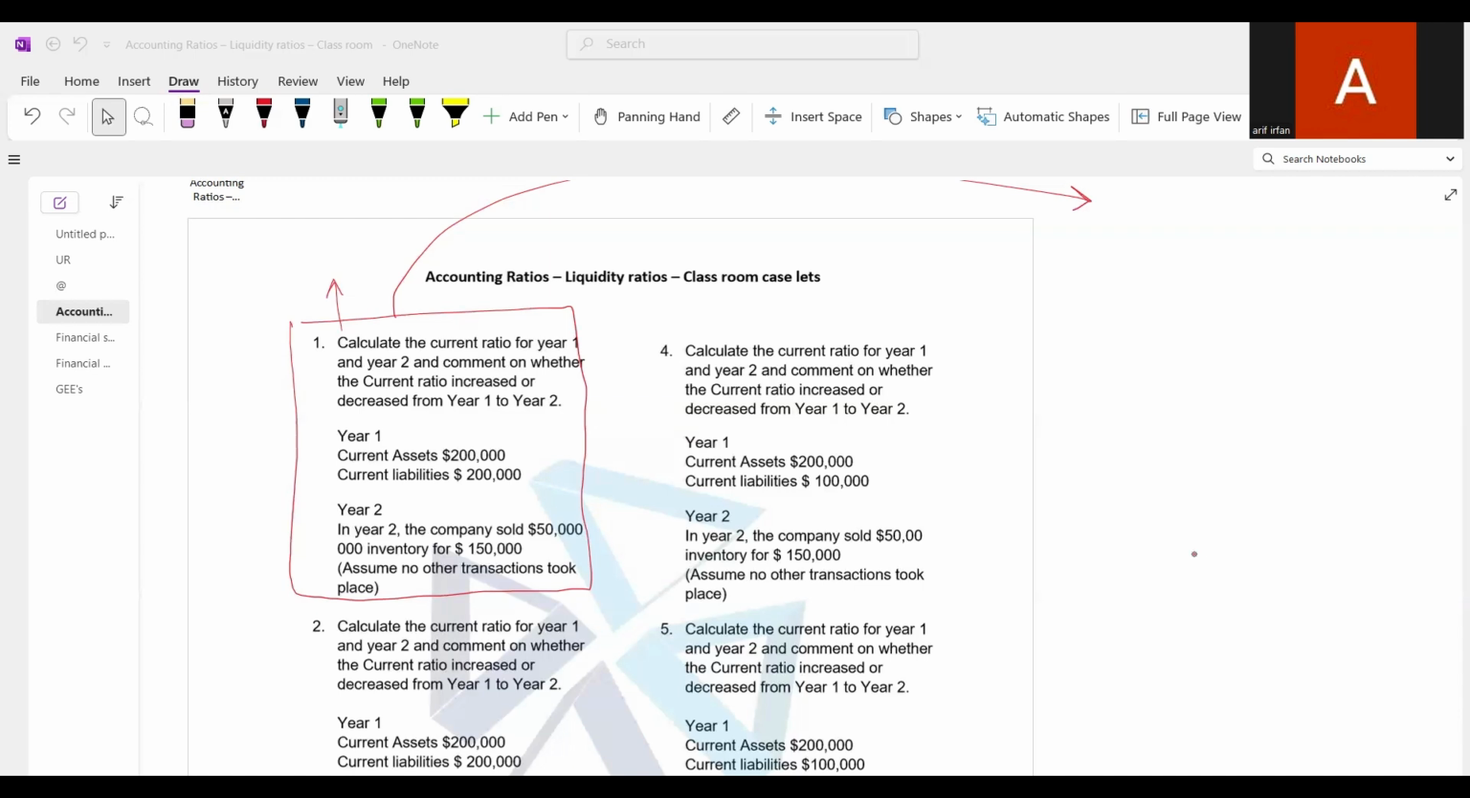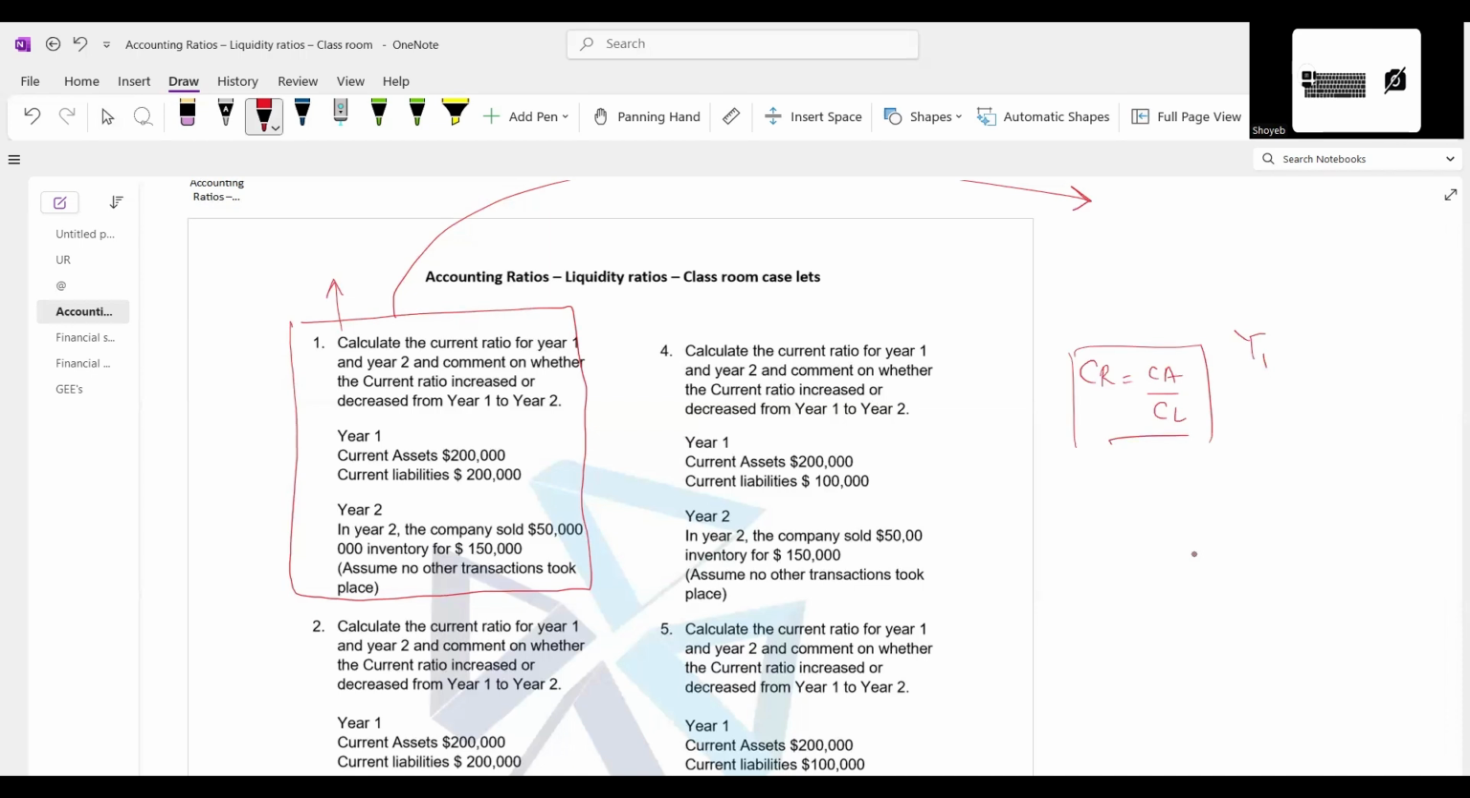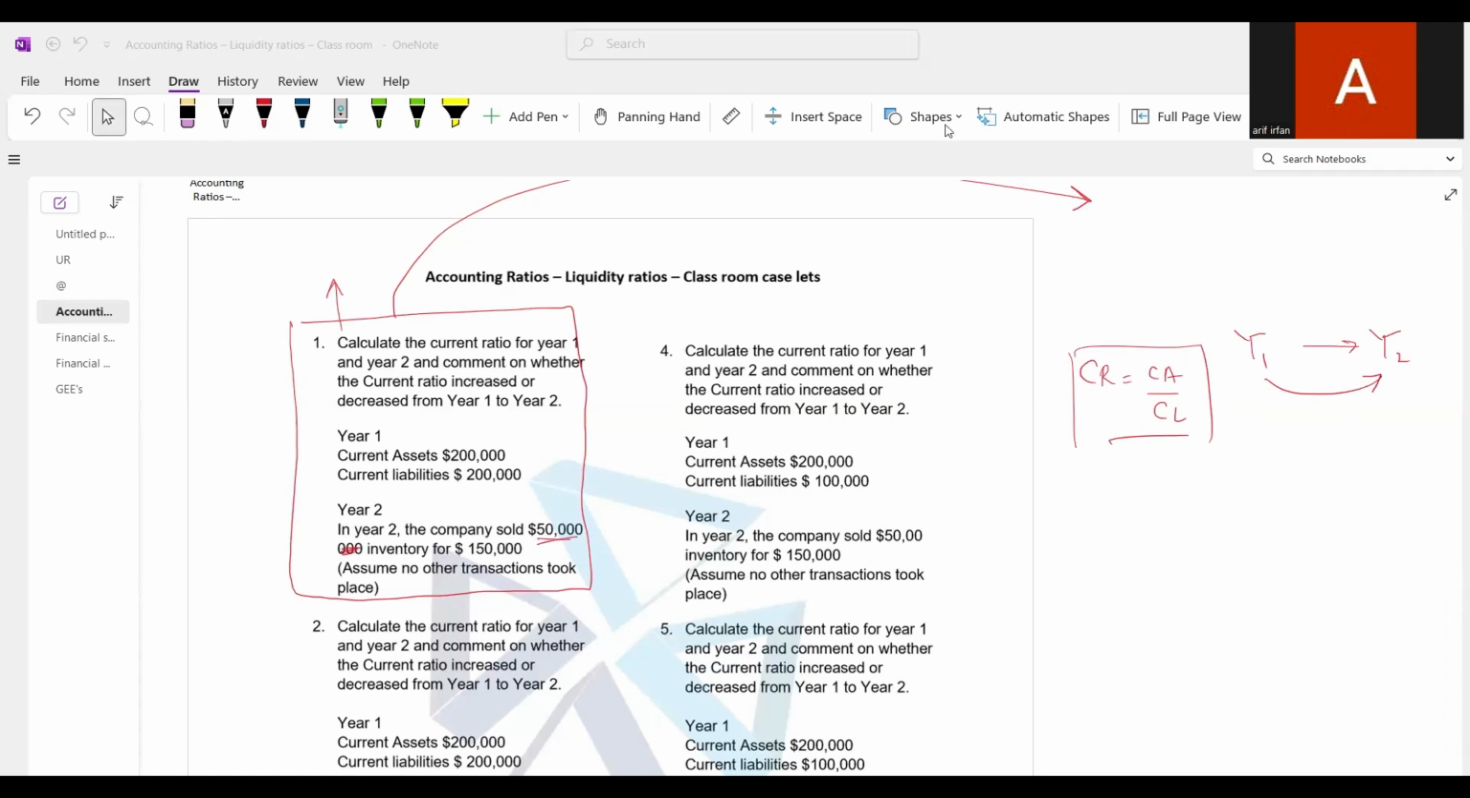Current ratio formula is what? Current ratio is equal to current asset by current liability. Calculate for the year 1 and year 2 and tell me what happened: increased, decreased, or same. Calculate the current ratio for the year 1 and year 2.